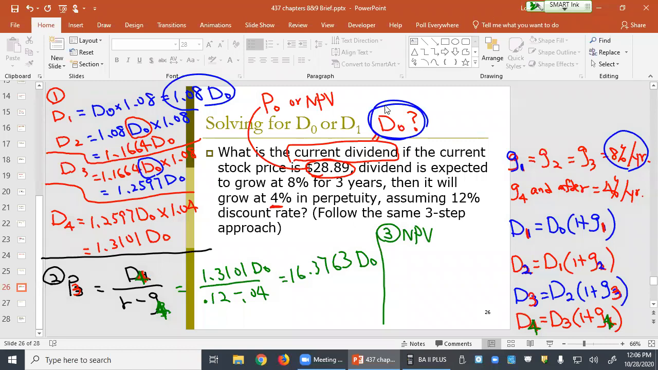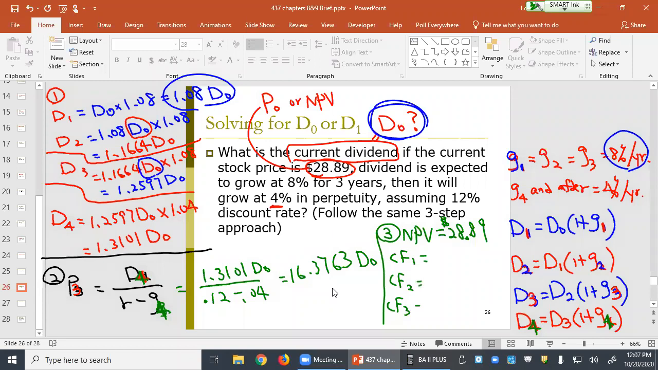And what is your P0? It's given to us. It is $28.89. Remember? Okay, it's here. So first of all, let's identify our relevant cash flows. In step 2, we know that we can sell our stock at the end of year 3 at this price. So that means we have only 3 relevant cash flows: 1, 2, and 3. There's no cash flow 4.